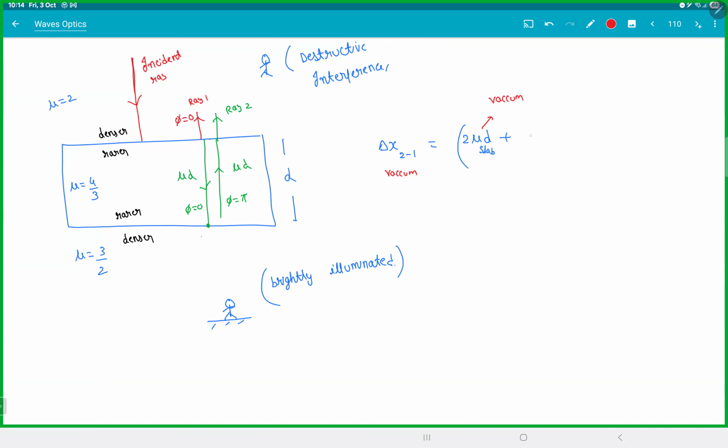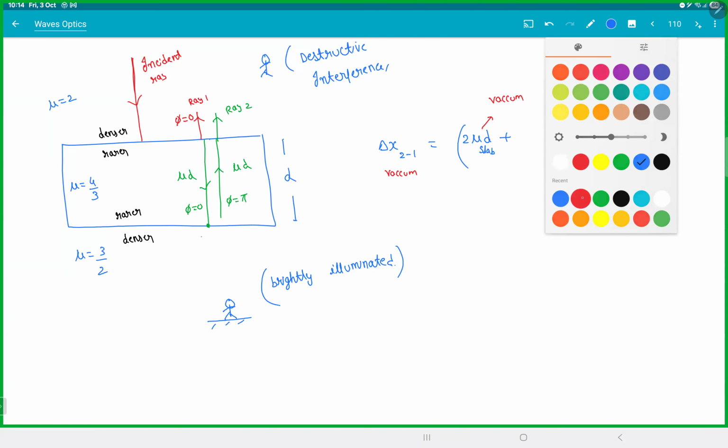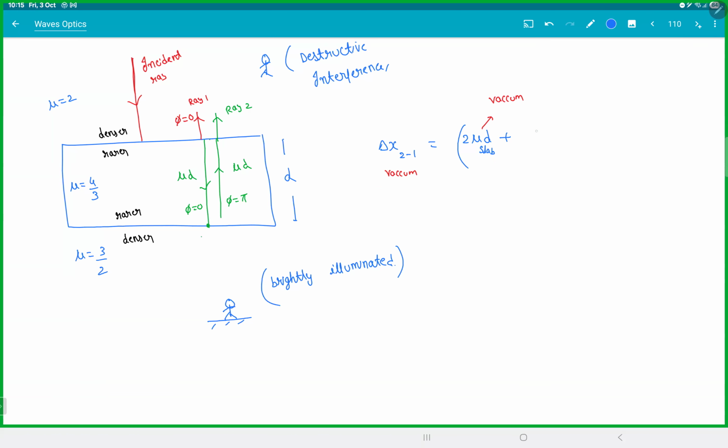So let me do one thing. Let's write this as 2D plus lambda by 2 into mu slab. This is better. Where this lambda was the lambda in the medium. You're getting it? Inside, what is the distance traveled? D plus D. I think that would be better to write. This is what I was saying. Previously you didn't have this problem because outside was vacuum. If you mess up the medium outside, you will have these kinds of problems.